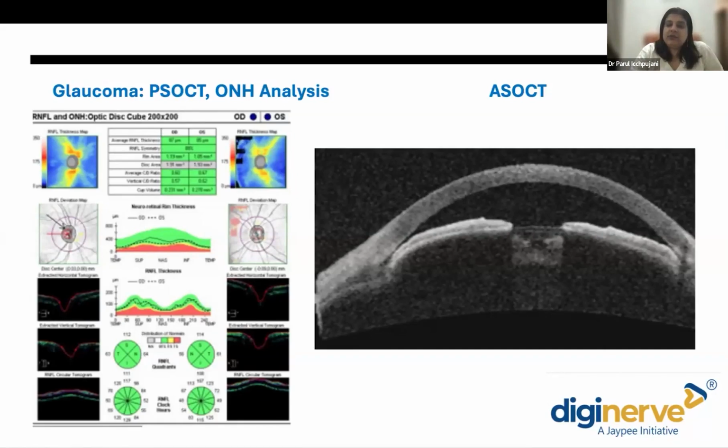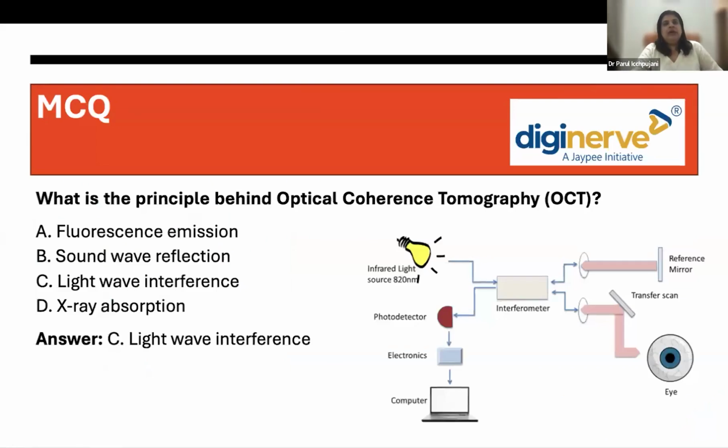So an anterior segment OCT will tell you about the angle, will tell you a little bit about the cornea, will tell you about how high the lens vault is, and the posterior segment OCT will tell you about the retinal nerve fiber layer thickness when we are talking about glaucoma.